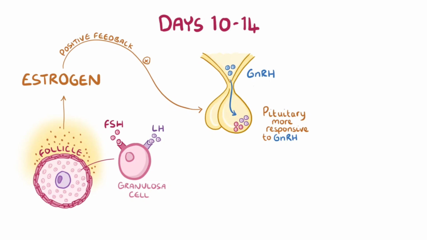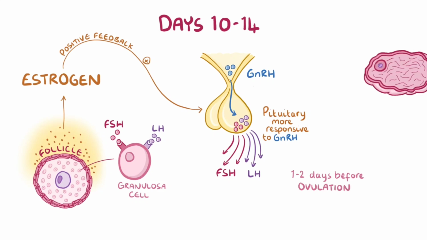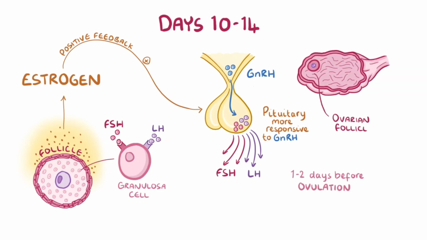That is, it makes the pituitary secrete a whole lot of follicle-stimulating hormone and luteinizing hormone in response to gonadotropin-releasing hormone. This surge of follicle-stimulating hormone and luteinizing hormone usually happens a day or two before ovulation and is responsible for stimulating the rupture of the ovarian follicle and the release of the oocyte.